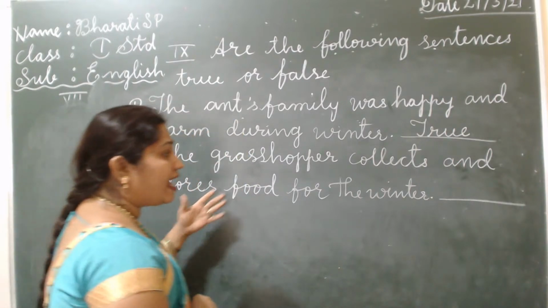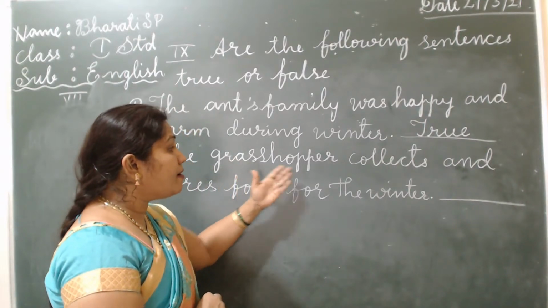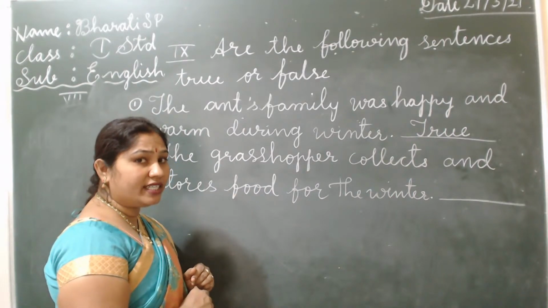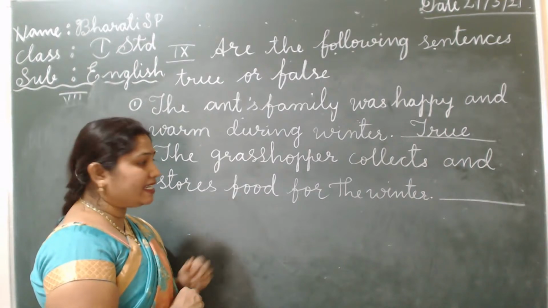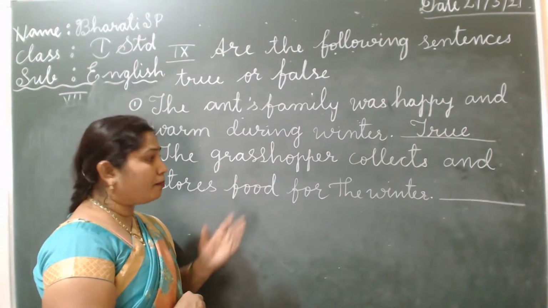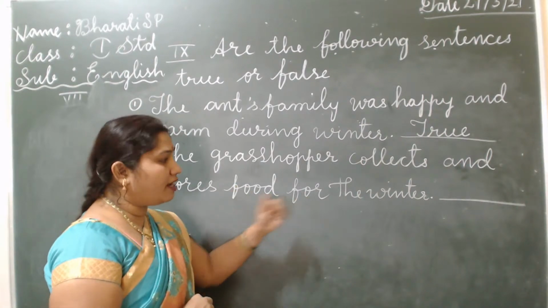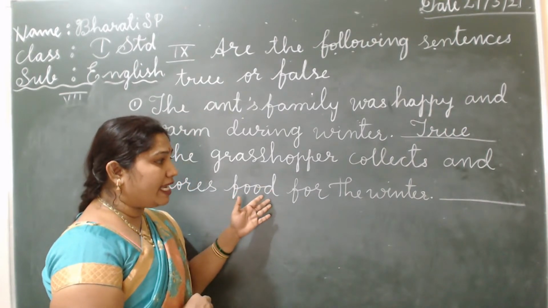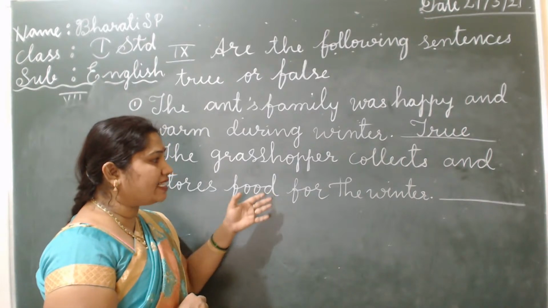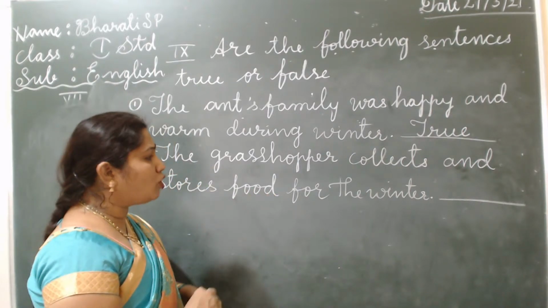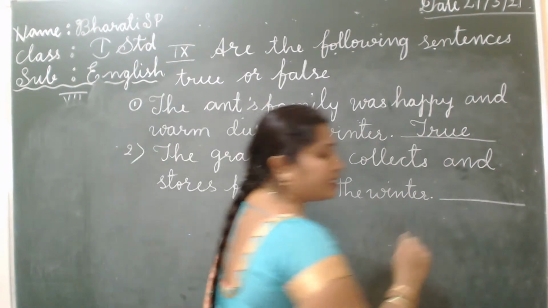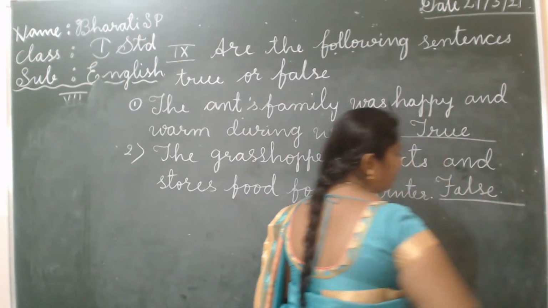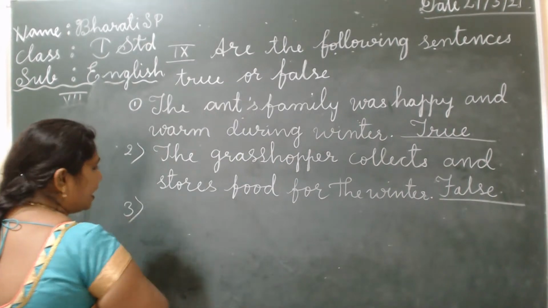But here, the sentence given is: the grasshopper collects and stores food for the winter. Is it a correct statement children? Let's see here. The grasshopper did not plan well because they did not collect food for the winter season. The grasshopper did not have enough food to eat and he is hungry. That's why the sentence is a false statement. The grasshopper collects and stores food for the winter: this is false. You need to write the false spelling. What is the false spelling? F-A-L-S-E. False statement.